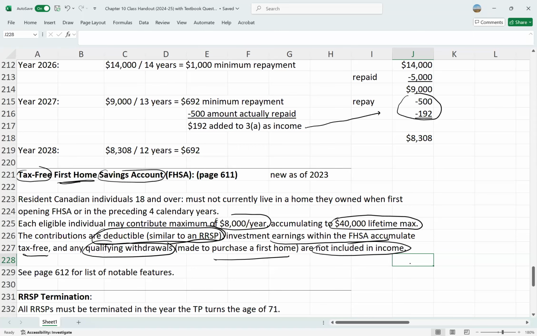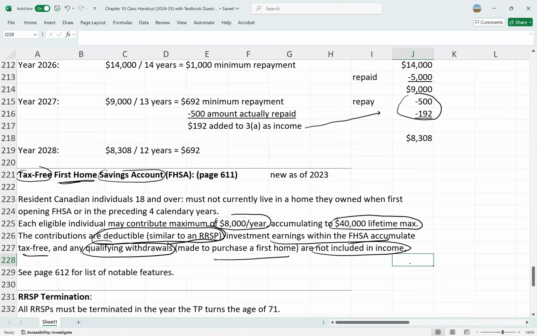They get a deduction, which is good. It reduces their income, reduces the taxes they pay. All their earnings within the plan accumulate tax-free. And then when you take the money out and you use it to buy a home, you don't have to include it in income. So it's relatively new, like I said, it's new as of 2023.